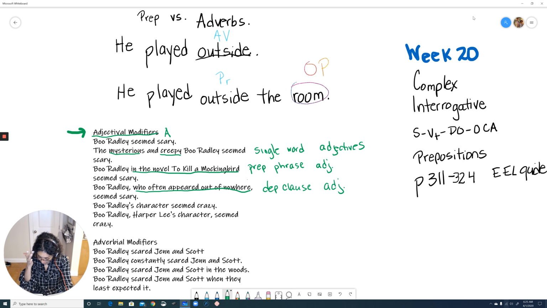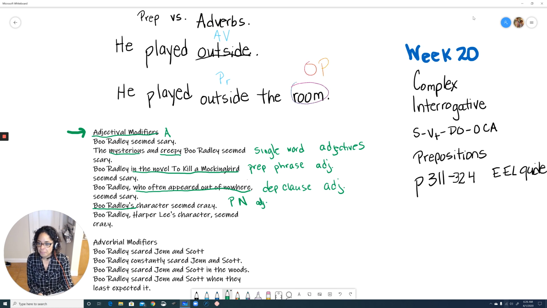Our next example is Boo Radley's character seemed crazy. Now this is something a little different. The actual adjective in this sentence is this possessive proper noun, right? So the noun is modifying the other noun, character. The subject of the sentence is character, and the possessive noun is our adjective here.